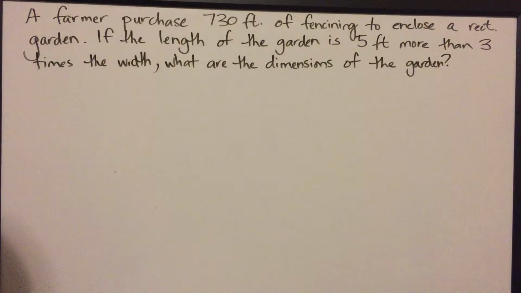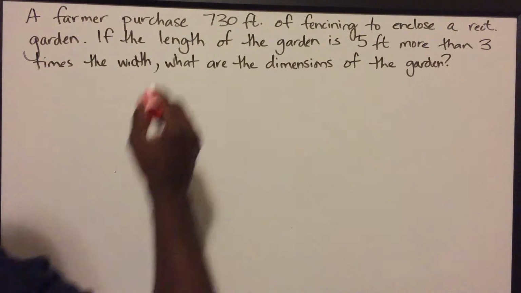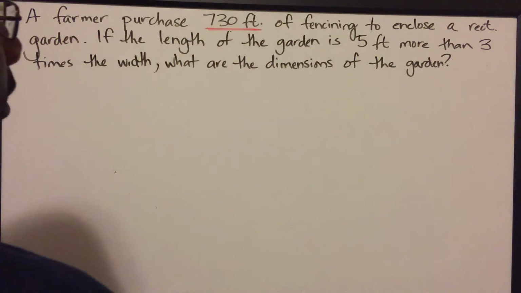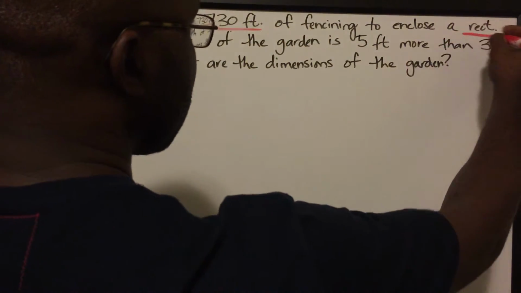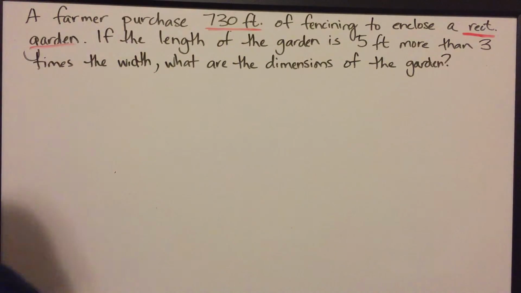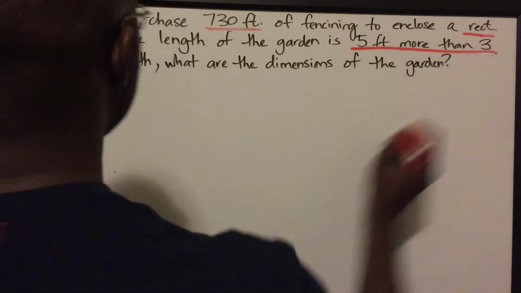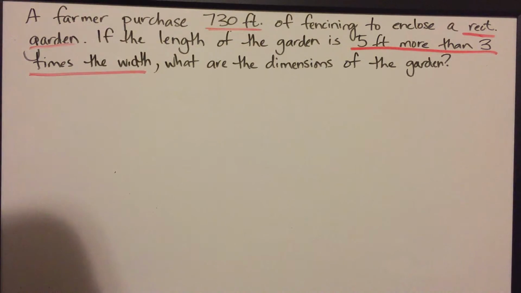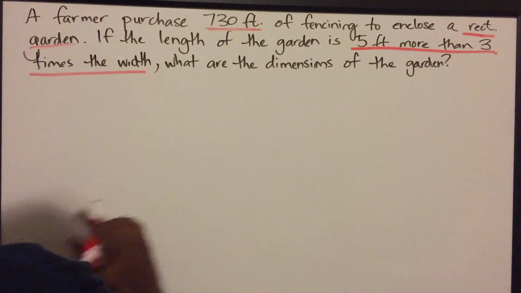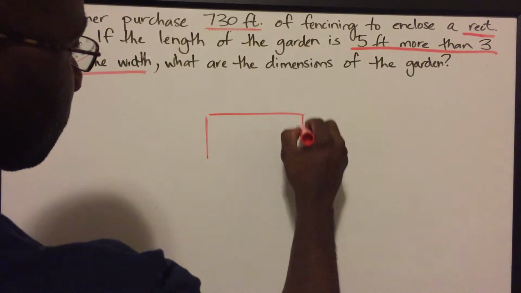Okay, so once again, let's look at what this problem is actually telling us. A farmer purchased 730 feet of fencing to enclose a rectangular garden. If the length of the garden is 5 feet more than 3 times the width, what are the dimensions of the garden? So, we know that he purchased 730 feet of fencing. The garden is rectangular in size. The length of the garden is 5 feet more than 3 times the width. What are the dimensions?